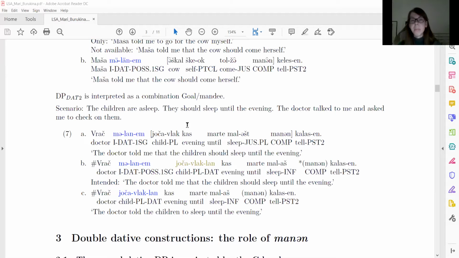Here we have an embedded subjunctive clause, right? Everything is fine. But it would be infelicitous to say something like 7b, where we have children DP dative and we have an embedded non-finite clause. This example would be inappropriate in such a scenario because the children are already sleeping, right? I cannot go and talk to them. So we have the same restriction as we have for normal goals of communication in single dative constructions. So compare the 7b, for instance, to 7c.